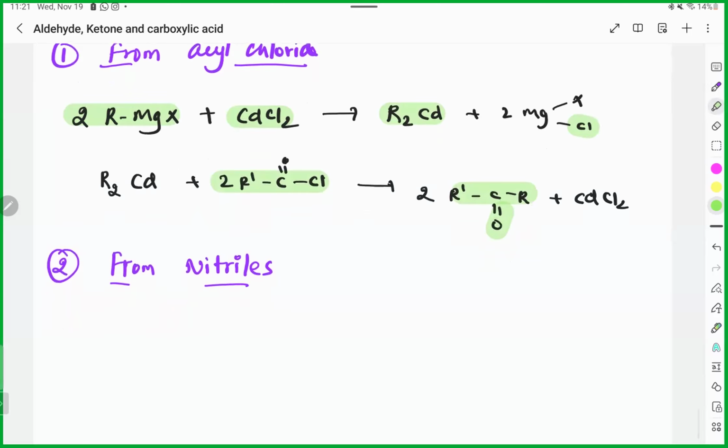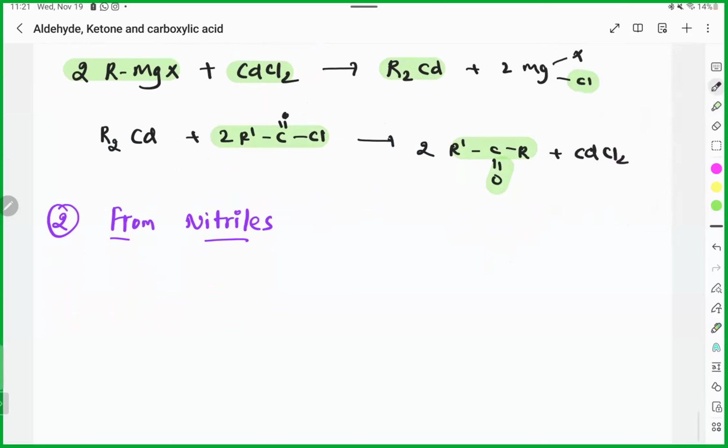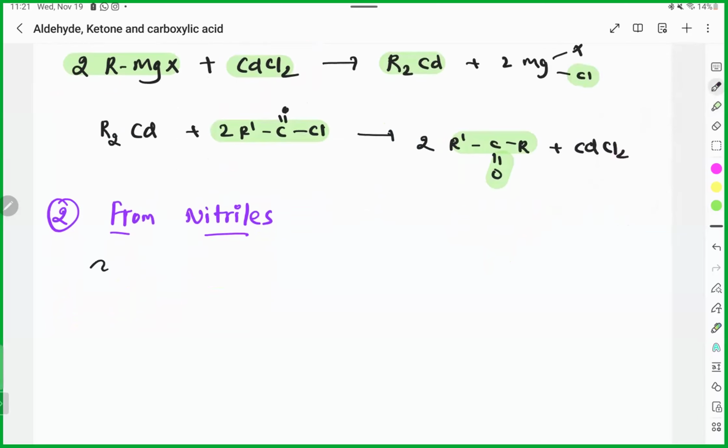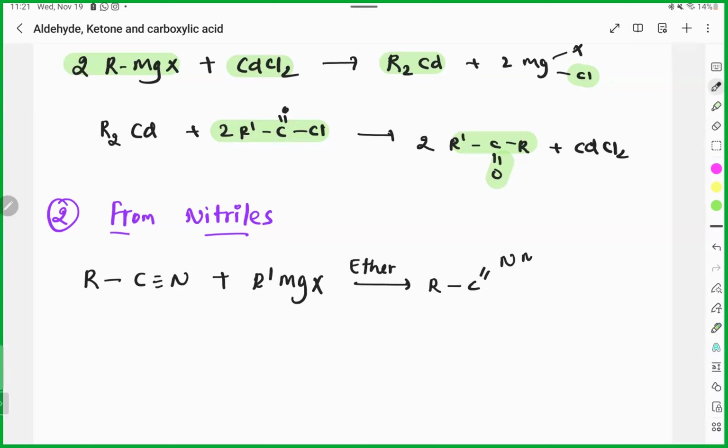Second, from the nitrile, but again in the same way, Grignard reagent. How? Example, if you have RC triple bond N and it reacts with RMgX, always write normal form, in dry ether. So what will happen? Here you will have RC double bond NMgX, and here it will be R dash. And in case of water, it will be RC double bond O, R dash. Correct? So from nitrile, you can make this.